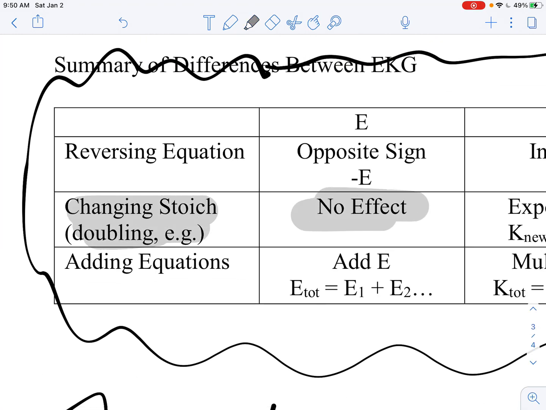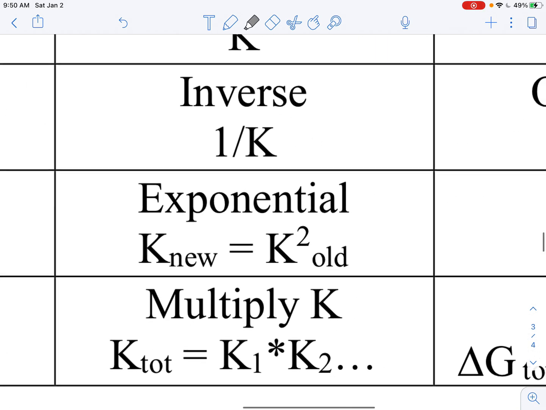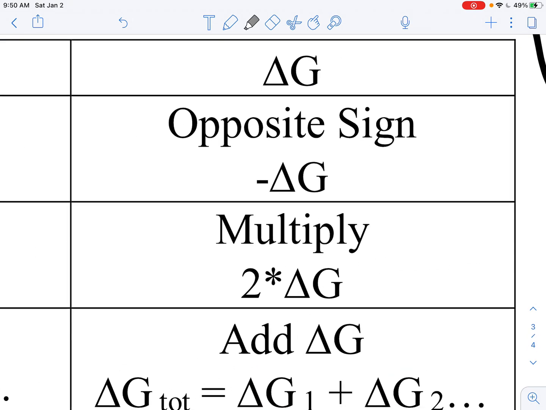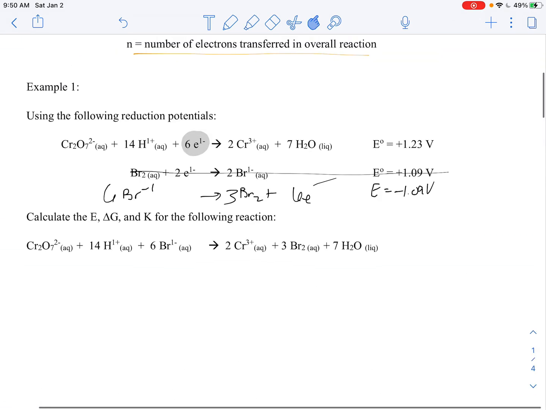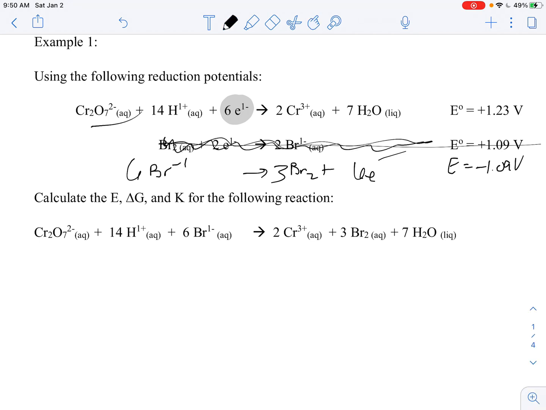And again, that goes to this guy over here. What happens if you change the stoichiometry for a voltage equation? It's no effect. So in this case, we tripled it, right, instead of doubled it. It doesn't matter. There's no effect. If this were K, then we would be taking it to the third power. And if this were delta G, then we would simply be multiplying it by 3. But in this particular case, nothing happens, because it's voltage.